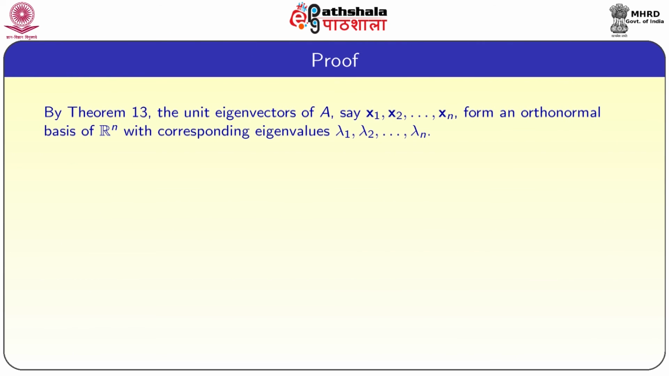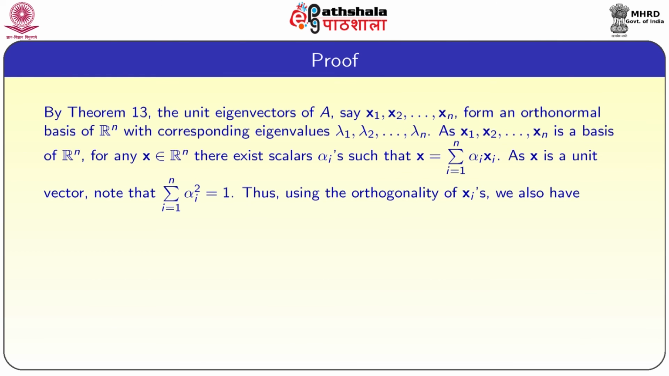By the previous theorem, the unit eigenvectors of A, say x1, x2 and so on xn, form an orthogonal basis for R power n with corresponding eigenvalues lambda 1, lambda 2 and so on lambda n. Since A is symmetric, this is possible from the previous result. As x1, x2, ..., xn is a basis of R power n, for any x belonging to R power n there exist scalars alpha i such that x can be written as a linear combination of these xi's, that is x equals the sum over i from 1 to n of alpha i xi.